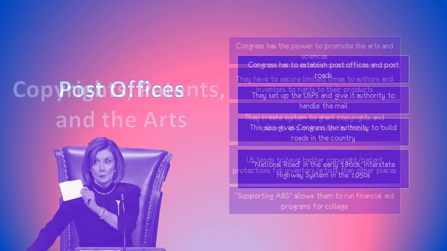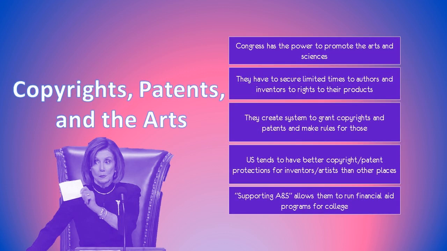It's up to Congress to set up copyrights and patents and also to support the arts. So Congress has the power to promote the arts and sciences here. That means they can give grants for science, they can give grants for art and things like that. This is where our implied power comes from.